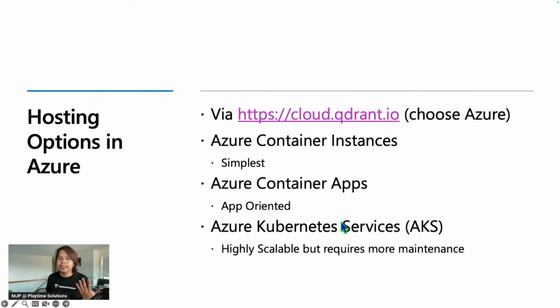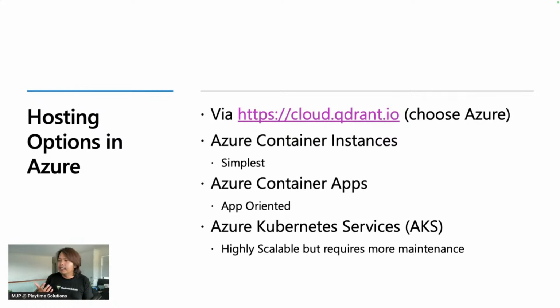And speaking of Kubernetes, obviously AKS is an option, right? It's highly scalable if you want to go that route. You can scale it to a bunch of different pods, up to how many instances you want it to be. But then again, it requires more maintenance on your end. It just needs to be more operationalized.